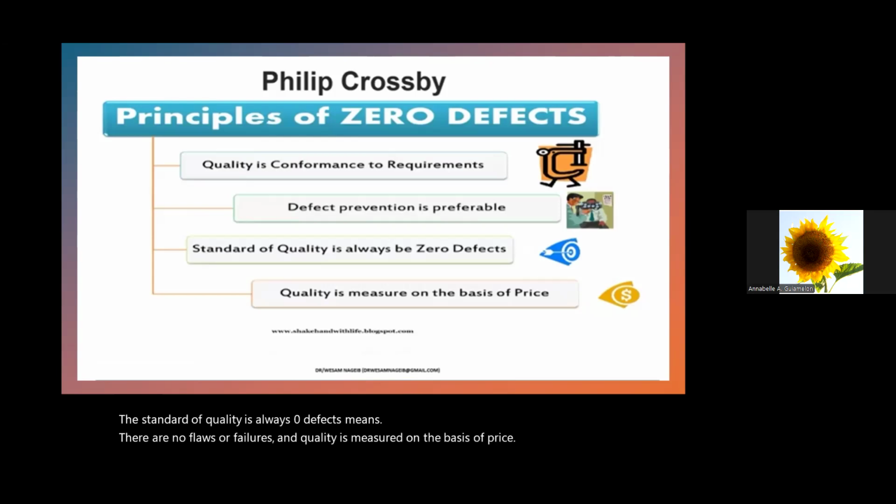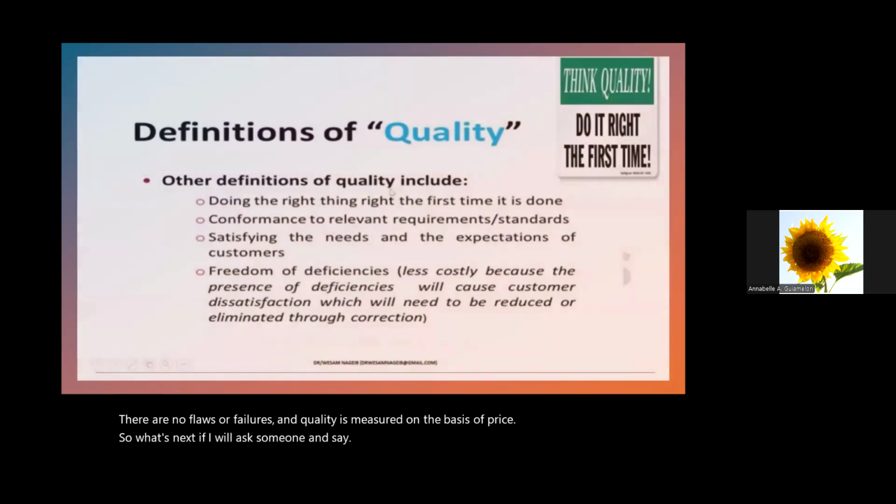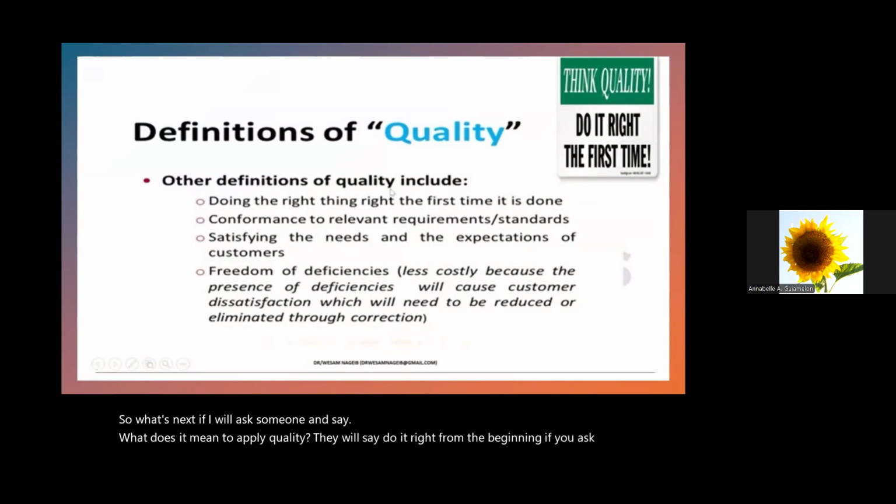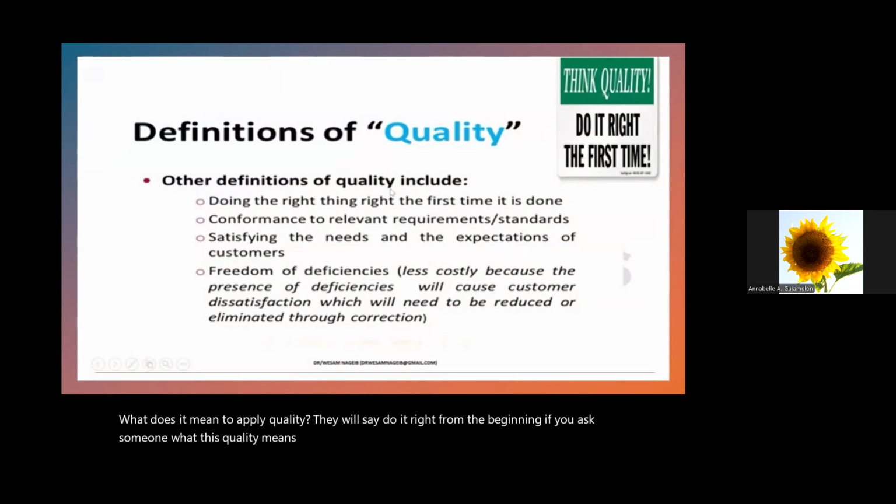So what's next? If I ask someone, what does it mean to apply quality? They will say, do it right from the beginning. If you ask someone, what does quality mean? They will say, it means do it right from the start. That is, from the beginning, follow the right foundations so that you don't end up, after building the structure, tearing it all down, destroying it entirely, and spending a lot of money on it. Doing it right the first time is done.